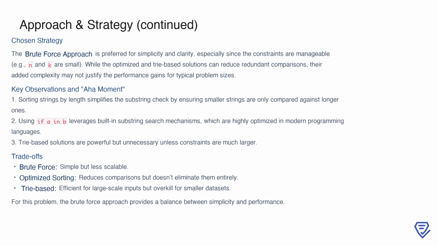A few key observations make this clear. First, sorting strings by length simplifies the substring check by ensuring smaller strings are only compared against longer ones. Additionally, the "if a in b" operation takes advantage of highly optimized substring search mechanisms built into modern programming languages. While a tree-based solution is powerful and efficient for large-scale problems, it is overkill for smaller datasets where the brute force method performs adequately. Ultimately, the brute force approach balances simplicity and performance, making it the preferred strategy for this problem.